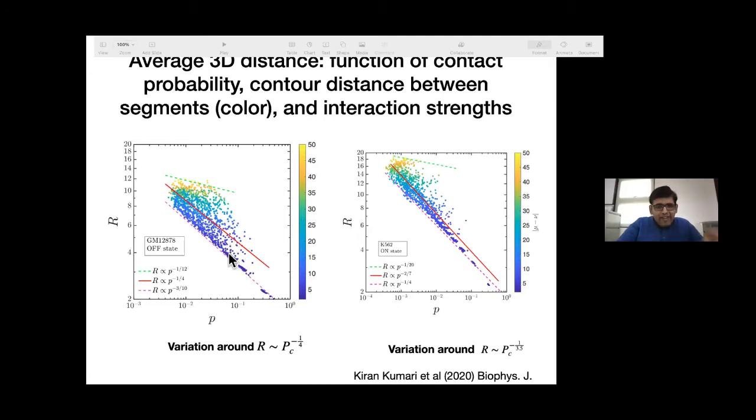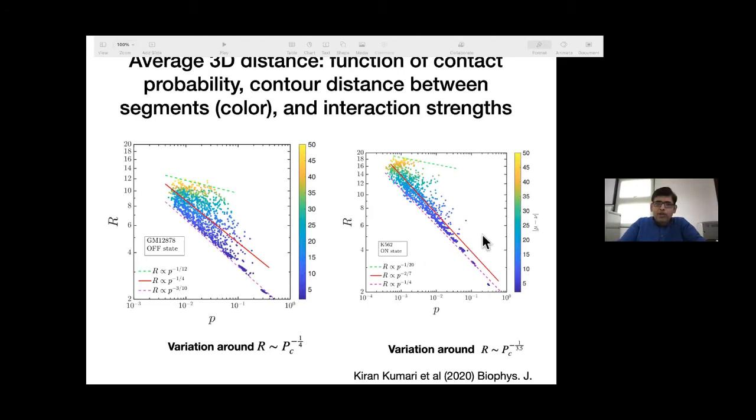And this average 3D distance would depend on how far they are along the contour. So the blue dots, the color bar here represents the distance along the contour. If you take two regions which are close to each other, their mean 3D distance is smaller. And if you take faraway regions, of course, the mean 3D distance is more. So you cannot describe this with a single power law. People used to assume that once you know the contact probability, we can fit some power law that would exactly tell you the mean 3D distance. But it is not a simple power law. There is a spread, and therefore heterogeneity plays a role in deciding the 3D distance, which is something we find out from our work.